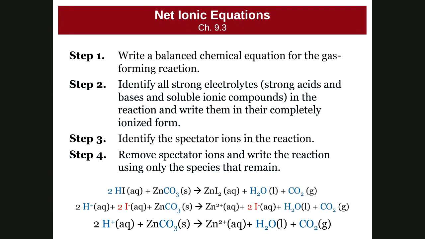So again, our first step is to write a balanced chemical equation. And that's the same as every other time we want to write a net ionic equation. So next, we identify the strong electrolytes, so strong acids and bases, or soluble ionic compounds, and write them in their completely ionized form. Then we identify our spectator ions and remove them to have what's left as our net ionic equation. So same steps as before.